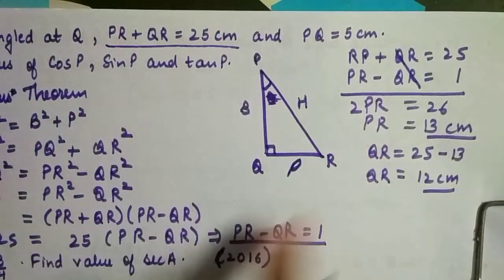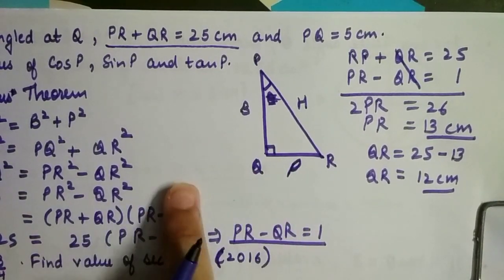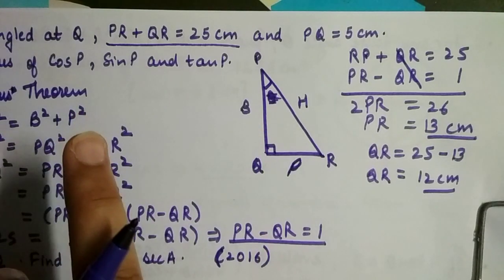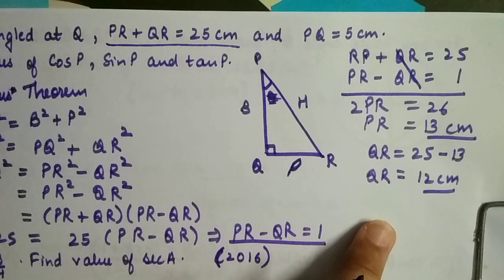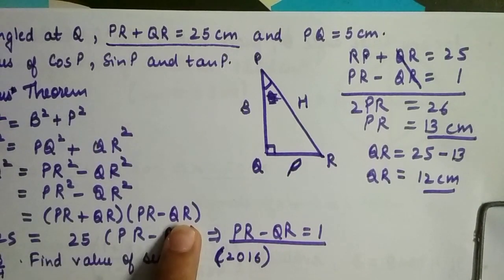So you know all the sides, hypotenuse, base and perpendicular. So you can easily find out cos P, sin P and tan P. You know cos is base upon hypotenuse, sin is perpendicular upon hypotenuse and tan is perpendicular upon base. So use these values and find the given trigonometric ratios.